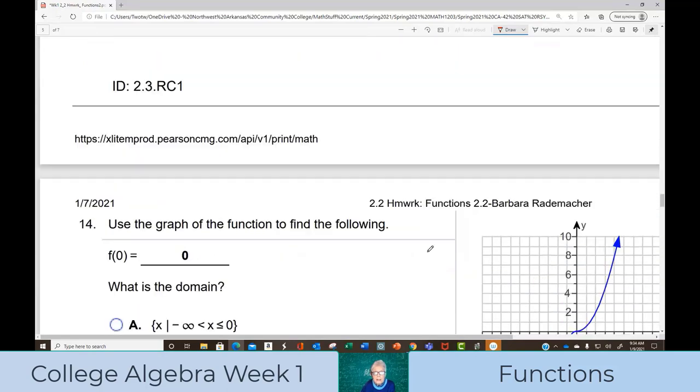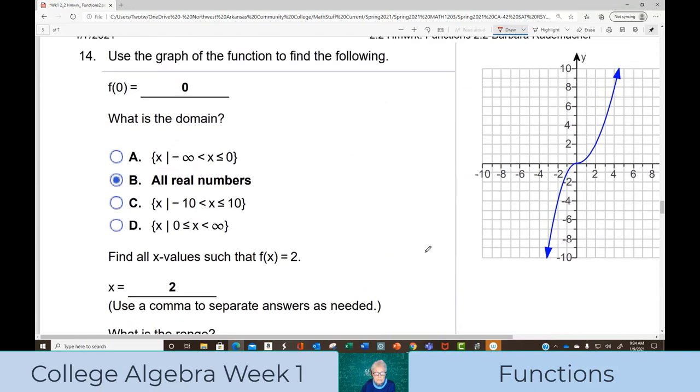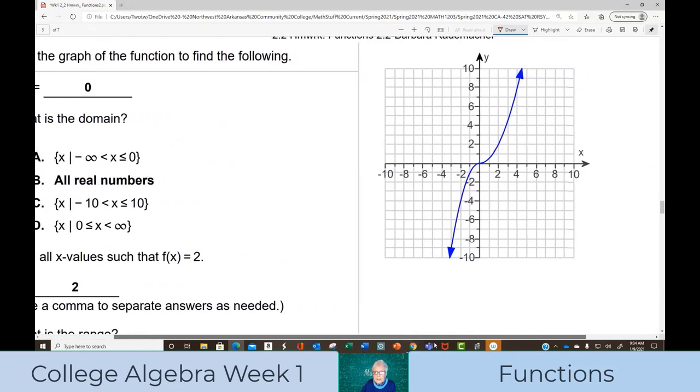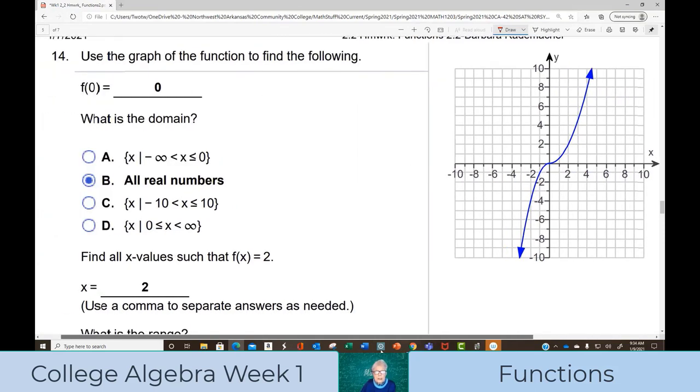Use the graph to find the following. And then it's going to ask us about the domain. So f of 0 equals what? Remember, this is the question. I printed this with all the answers, but you don't know this going into it. F of 0. This is always going to be the x coordinate where the graph is when you're asking about the y coordinate. So we go to x equals 0, which is right here, right? This is 2, this is 1, this is 0, this is negative 1.